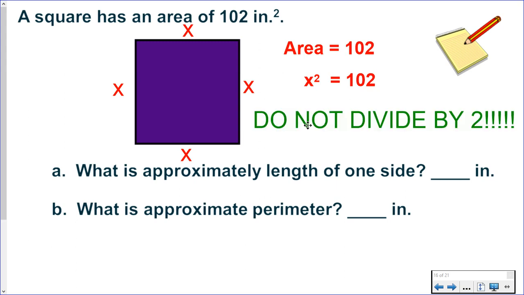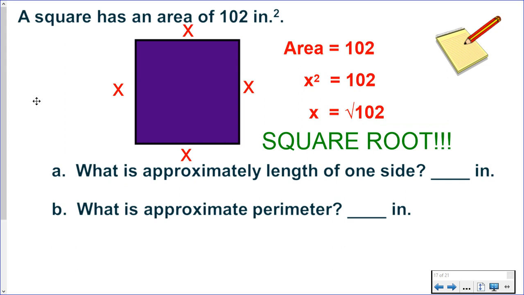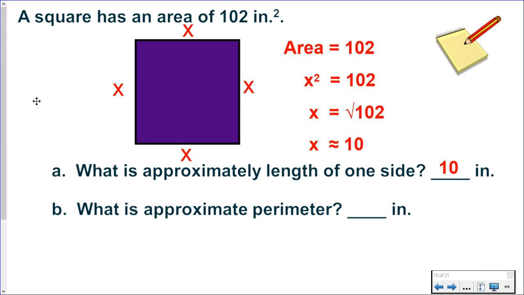Do not divide by 2. The inverse of x squared is actually taking the square root. And so the square root of 102 is the length of the side of a square. Well, we just saw in the last example that the square root of 100 is 10. So I can say that the approximate length of one side of this square is 10 because it is close to the square root of 100, which is exactly 10.